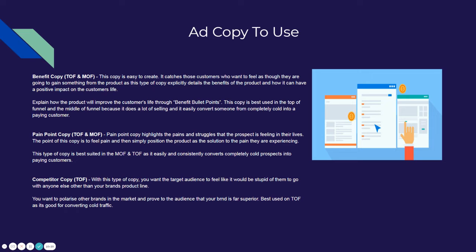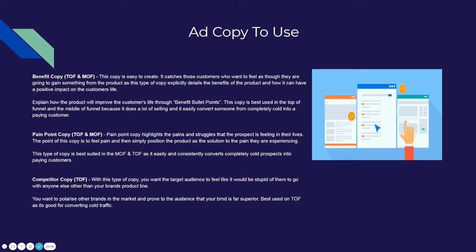The point of this copy is to feel pain and then simply position the product as the solution to the pain they are experiencing. So this type of copy is best suited in the middle funnel and top of funnel, as it easily and consistently converts completely cold prospects into paying customers.